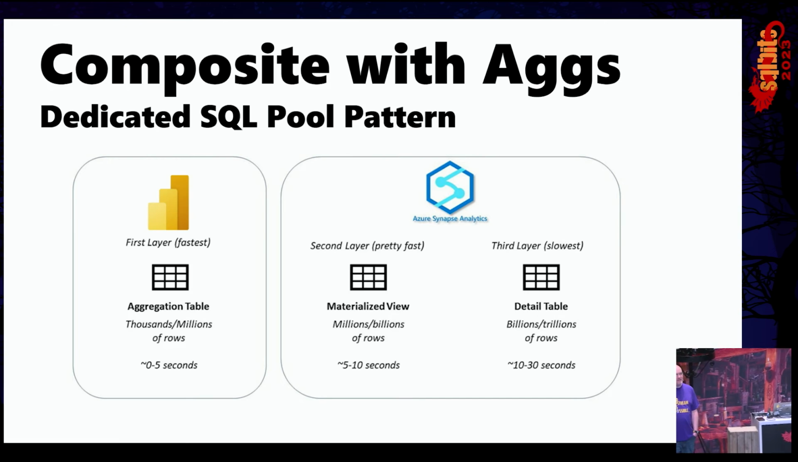In that example I mentioned before, the Agg response time was sub-second. The materialized view was 10 seconds or less. And then the detail table was around 15 to 20 seconds response time. So when I hit one of those layers, you know what the expectation is on those. And then you can control your report design to accommodate that as well.